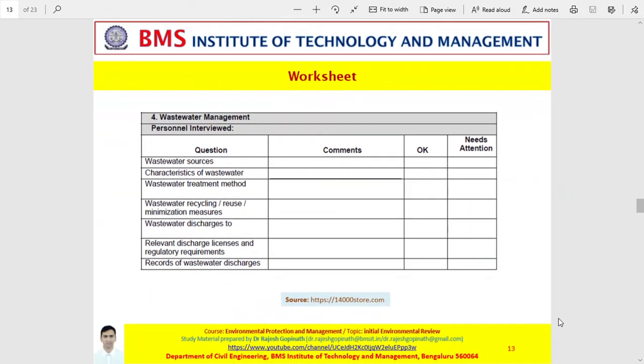Slide 13. This basically deals with wastewater management, that is part 4. As usual, once again, the common areas, who are the personnel who have been interviewed and their details. The green areas which are good to go and do not require any attention. The gray areas based on the comments which require intervention and attention. So basically, what is it that we are dealing with respect to wastewater here?